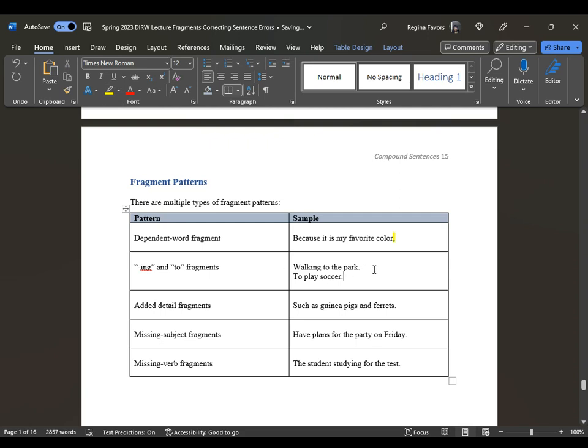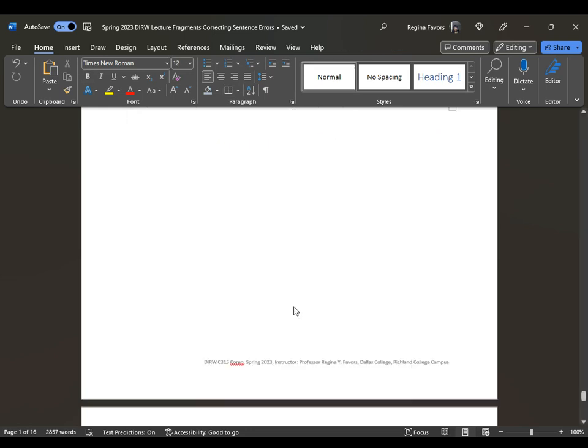Walking to the park. So what is going on, that I'm walking to the park? Or to play soccer: what is going on, that I'm going to play soccer? Same thing with added detail, such as guinea pigs and ferrets. This is likely going to come after an independent clause, which would create a comma that precedes it. Missing subject: have plans for the party on Friday. So who has plans? Missing verb: the student studying for the test. The student is studying for the test.